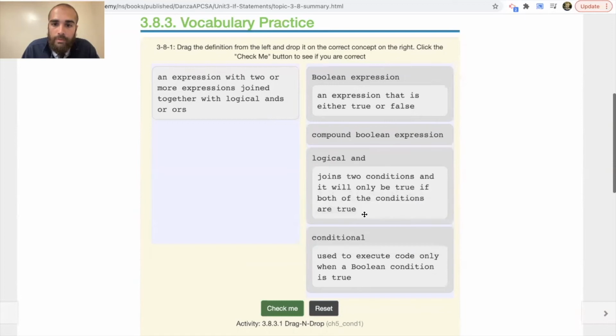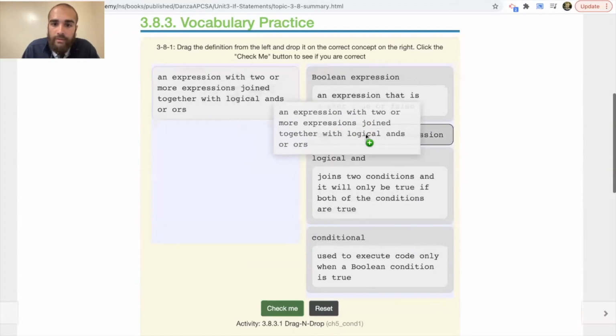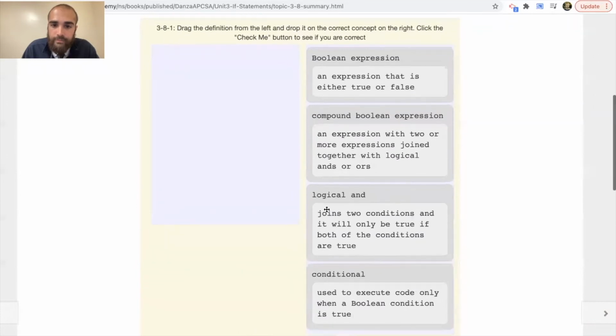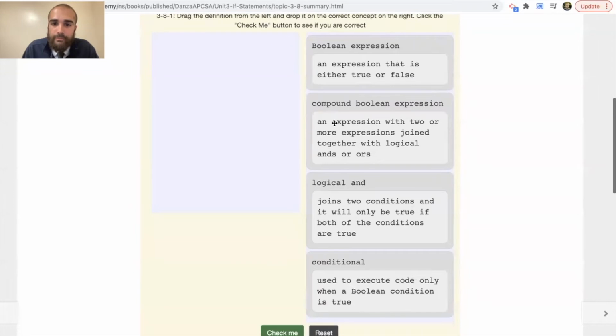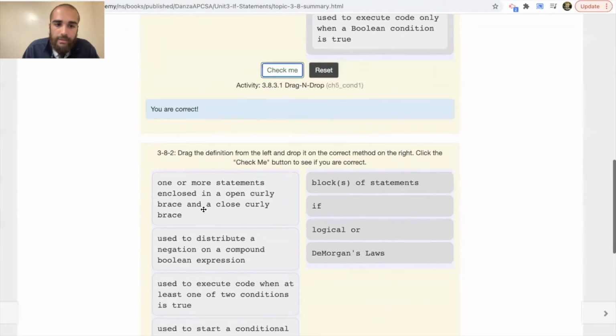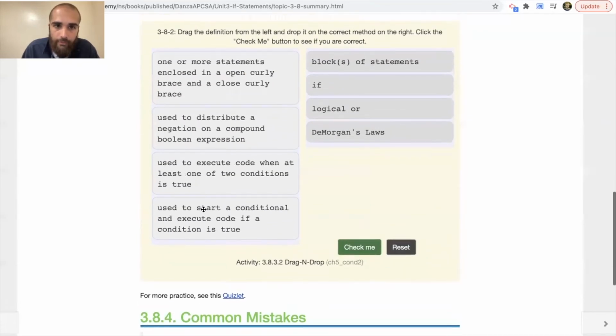Whoops, logical and. I mixed up those originally there. So compound Boolean expression, an expression with two or more expressions joined together with logical ands and ors, and logical and joined to two conditions. It will only be true if both are true. All right, go ahead and run it. And it says correct. Okay, a few more.